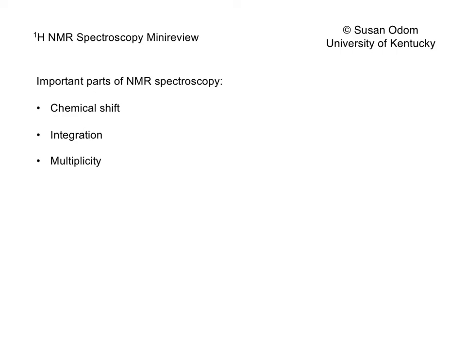This video is going to focus on a mini review of NMR spectroscopy, specifically proton NMR spectroscopy. And what do we know that's important for NMR spectroscopy? Chemical shift tells us what kind of environment our proton is in. Integration is important in that we need to know the relative number of protons for each signal. And multiplicity tells us the neighbors around each proton. For example, a triplet means that a proton has two neighbors.